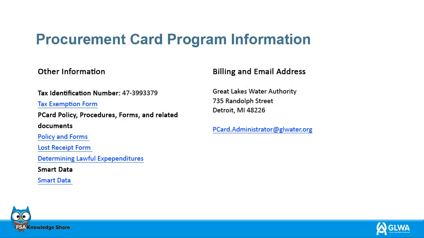As a reminder for all cardholders, the PCard policy and all PCard documents can be found on the Treasury SharePoint site. All cards have the billing address listed here. Great Lakes Water Authority, 735 Randolph Street, Detroit, Michigan, 48226. The PCard administrator's email is pcard.administrator@glwater.org. The email address is listed in the comment area below the video.